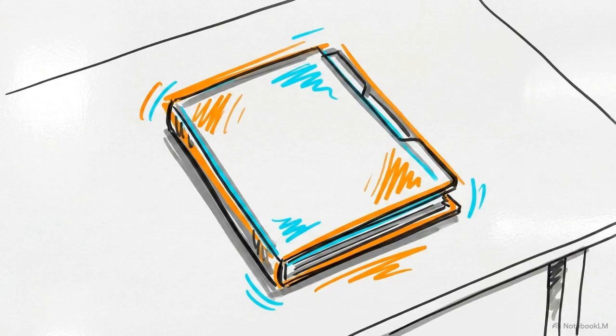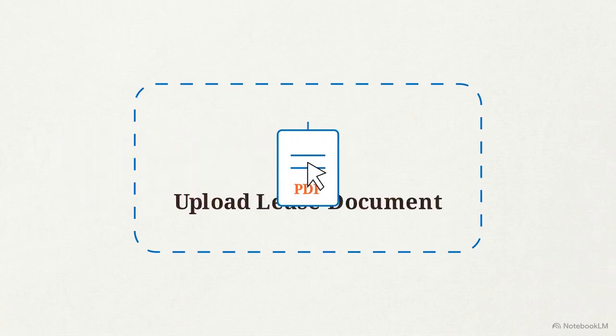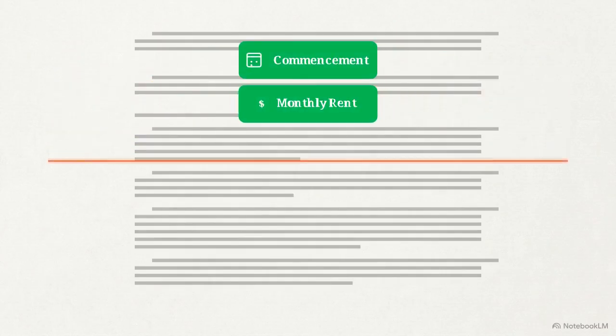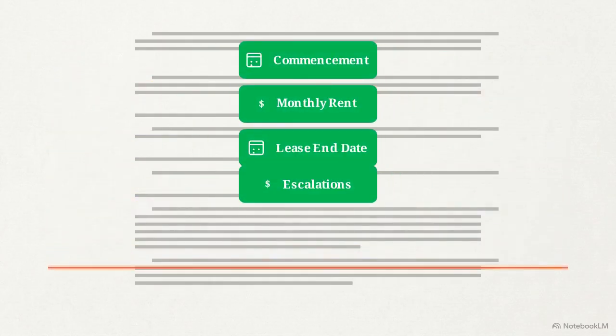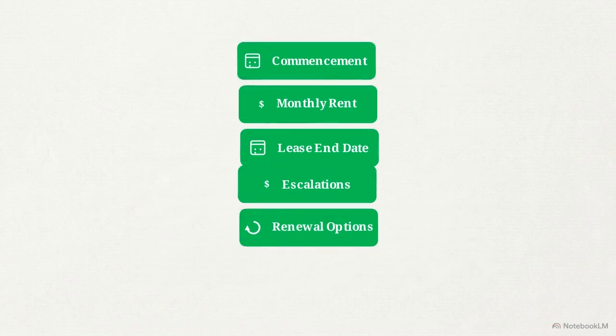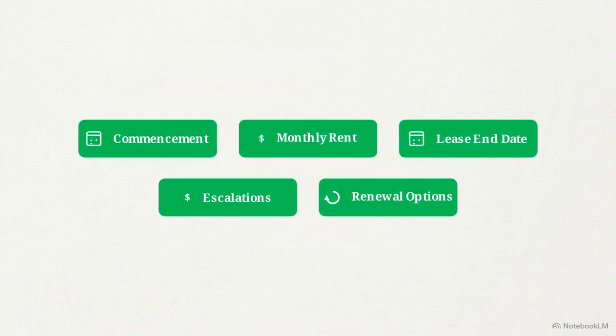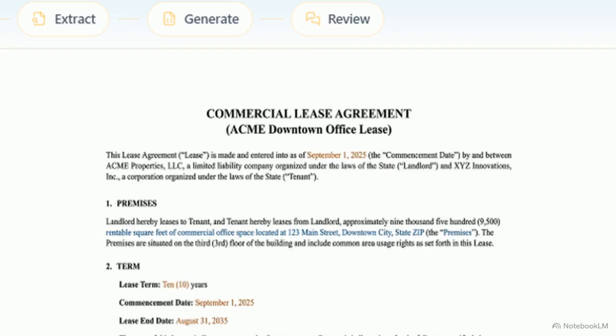Step 1 is getting the document into the system. Drag and drop your raw lease file right into the upload interface. The platform instantly reads the unstructured text. Instead of you typing out dates and dollar amounts, it automatically scans the entire document to identify the key financial terms.